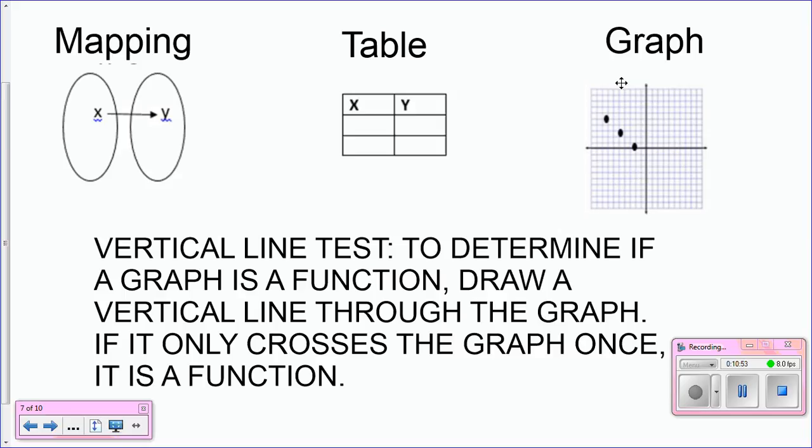But if it hit more than once, if I drew a vertical line here and I had 2 points on it, that means 2 points have the same x value, okay? Because the vertical line is just going straight through an x value. So that means one x value has 2 different y's, it's not a function anymore. So it has to pass the vertical line test in order to be a function for a graph, okay?